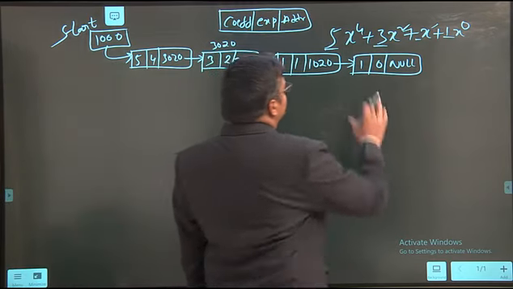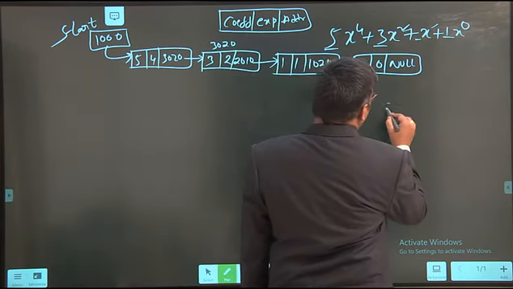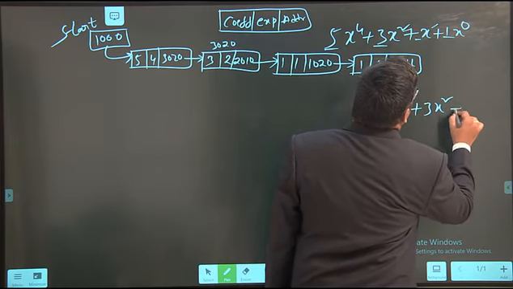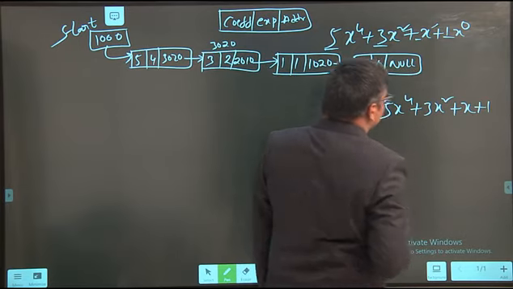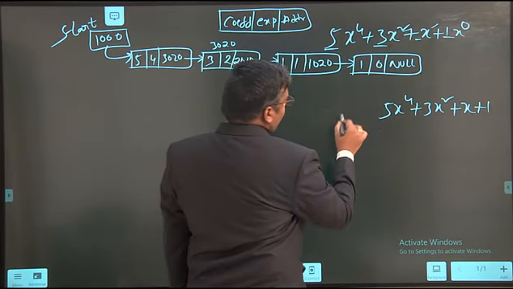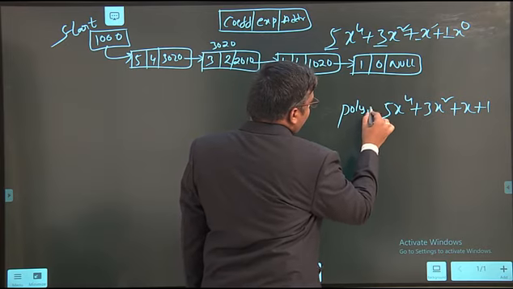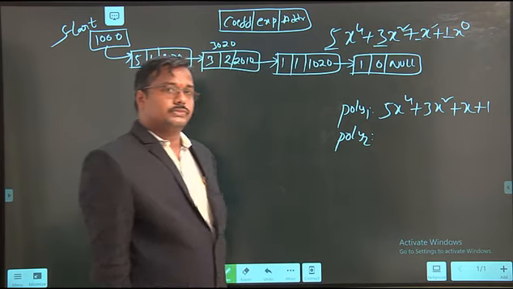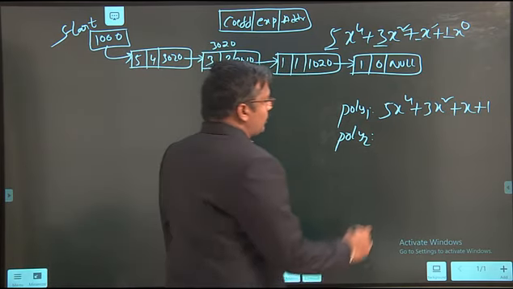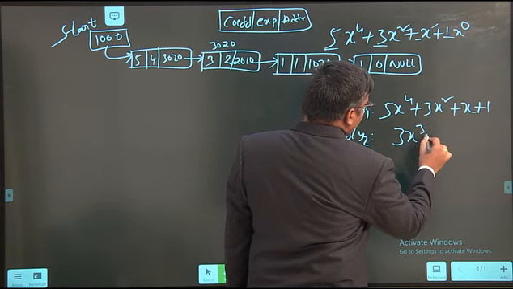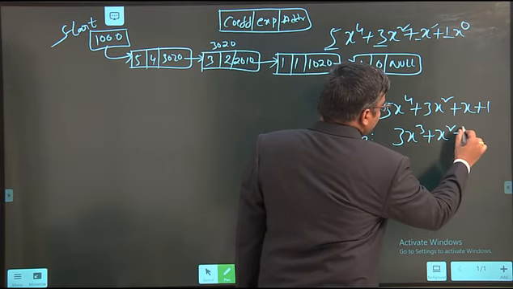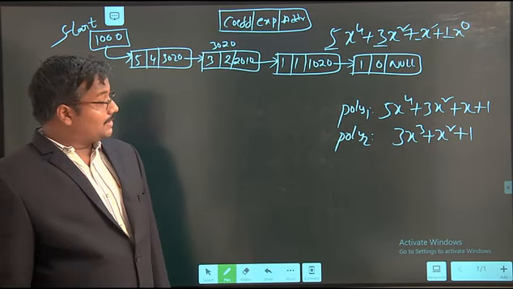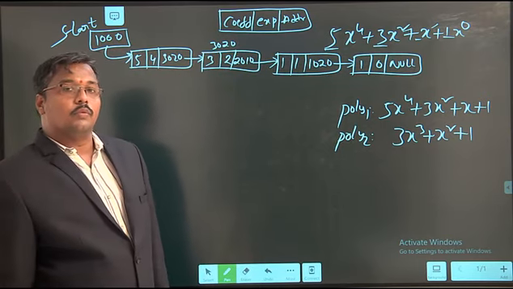Say for suppose this is one polynomial. The polynomial is 5x to the power of 4 plus 3x squared plus x plus 1. So this is polynomial 1. We have taken one more polynomial, polynomial 2: 3x cube plus x square plus 1.